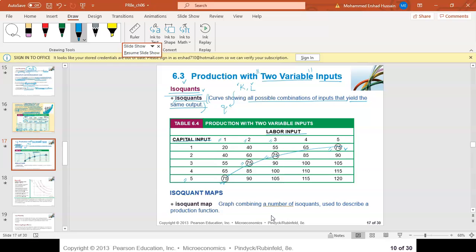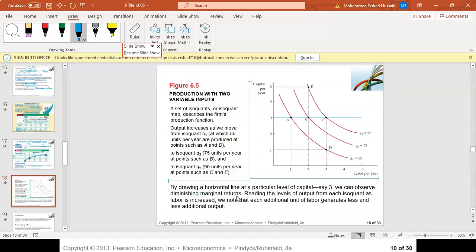An isoquant shows us all the different combinations of inputs, in this example labor L and capital K, all the combinations of capital and labor that produce the same units of output. Then we will show you soon the isoquant map: a graph combining a number of isoquants used to describe a production function. So this is actually the graph of a production function.